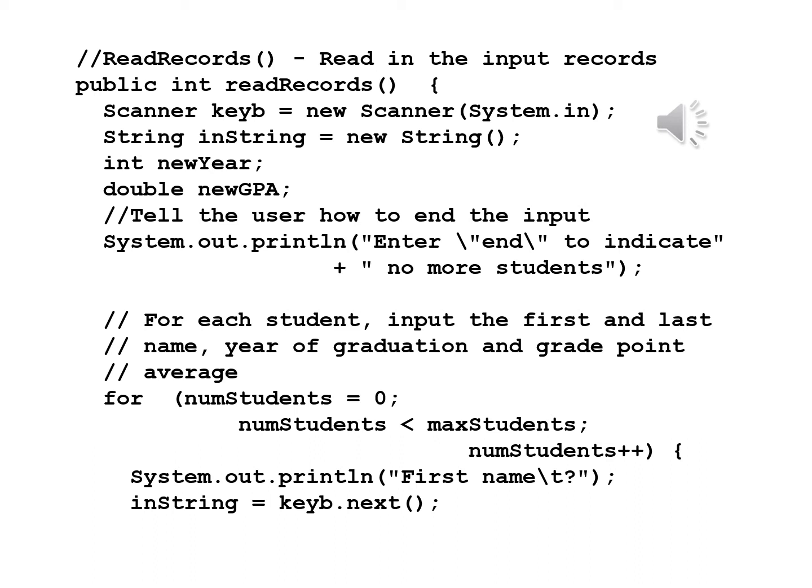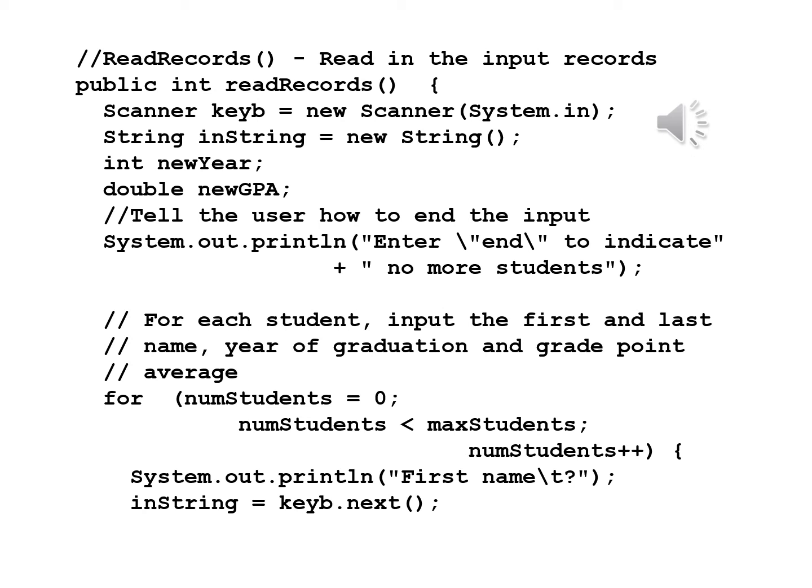As I promised before, we now have an input method, public int readRecords. I begin by declaring the variables: Scanner keyboard equals new Scanner(System.in), String inString equals new String, int newYear, double newGPA. Now I'm going to instruct the user first, as a comment indicates. System.out.println, enter, quote, end, unquote, to indicate no more students.